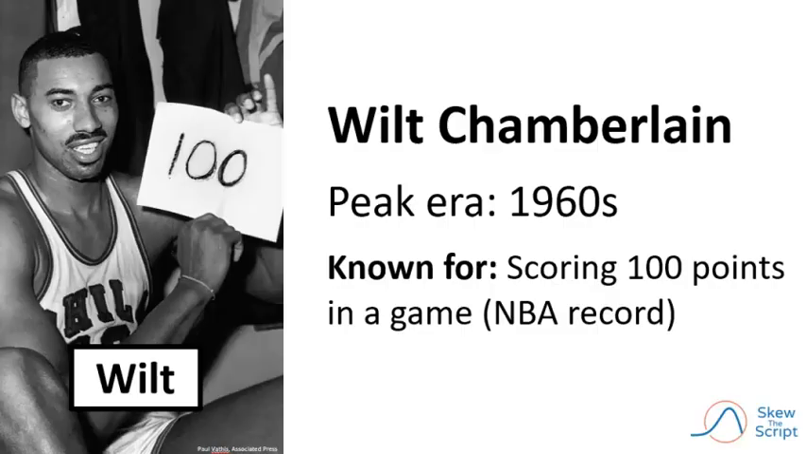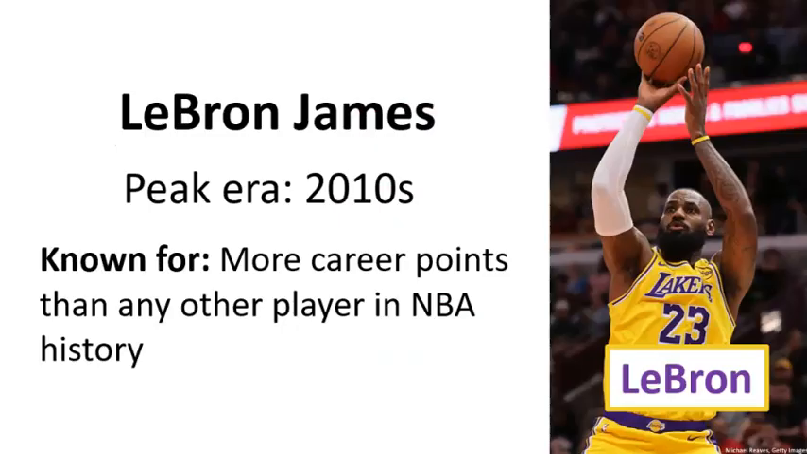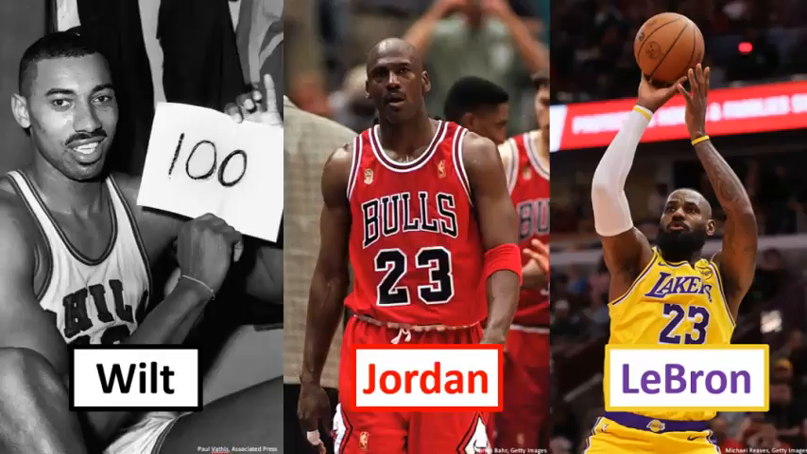The first is Wilt Chamberlain, whose peak era in playing was the 1960s. He's most famous for scoring 100 points in a single game, which is an all-time NBA record. Then there's Michael Jordan, who's known for leading the Chicago Bulls to a remarkable 6 championships. His peak playing era was the 1990s. And finally, there's LeBron James, who is the all-time scoring leader for the NBA. His peak playing era was the 2010s.